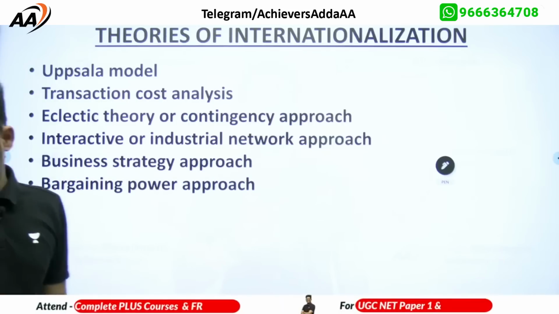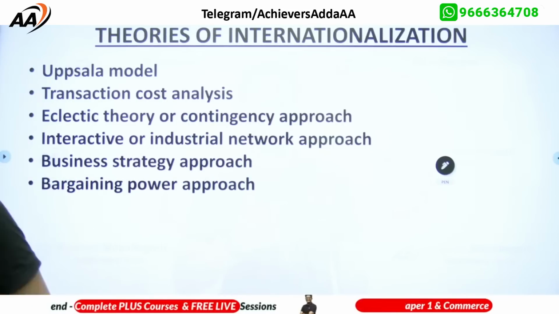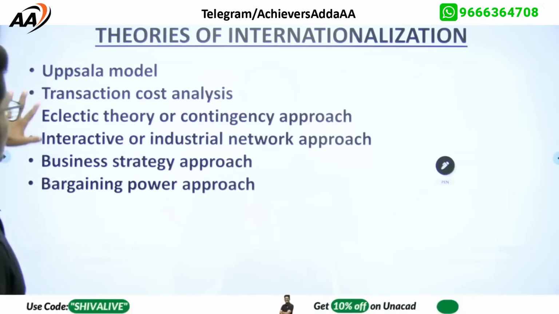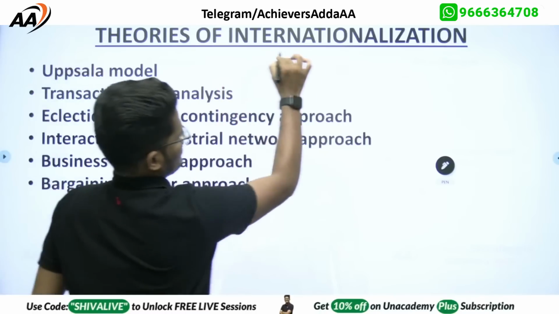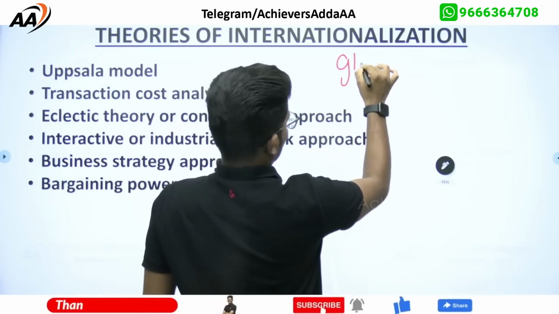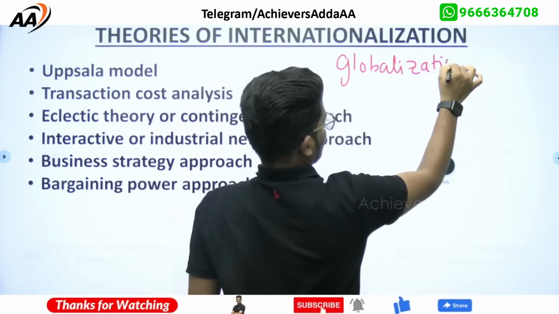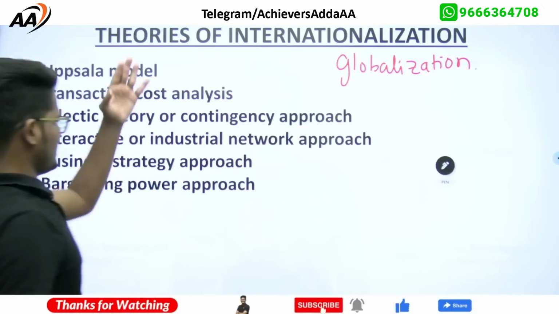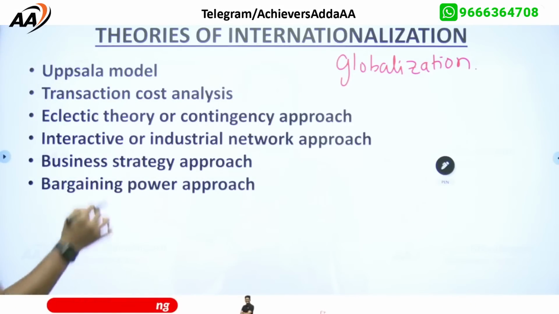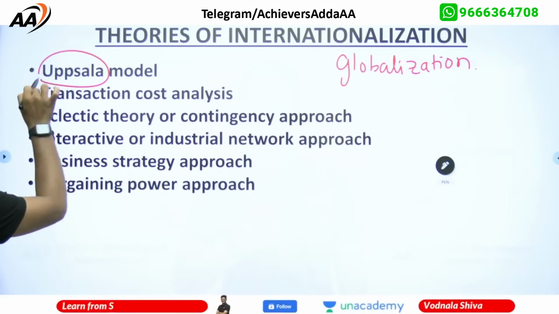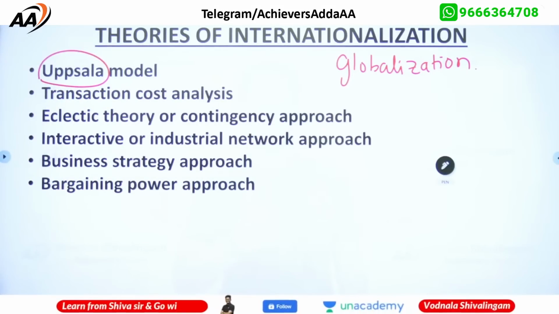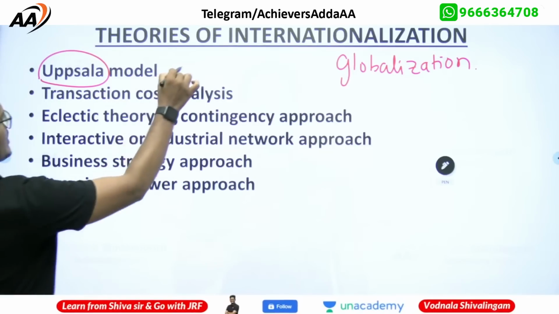So theories of internationalization are the most important theories. Actually many theories are available here. Theories of internationalization mean the process of globalization, how globalization can be achieved. For that, various theories are given by different authors. In that, the Uppsala model is one of the internationalization theories which was asked in the 2021 examination.